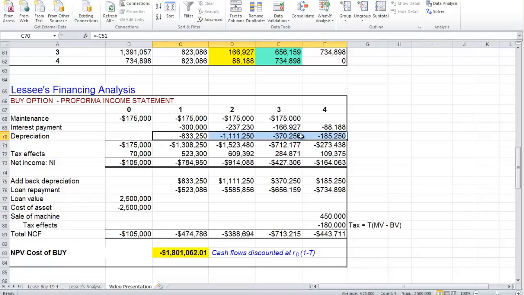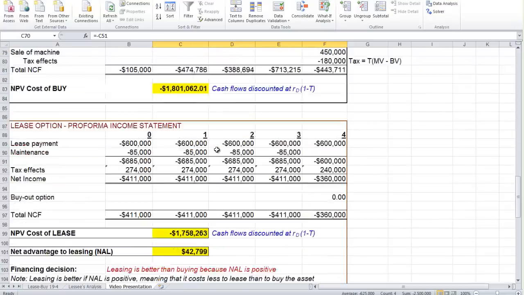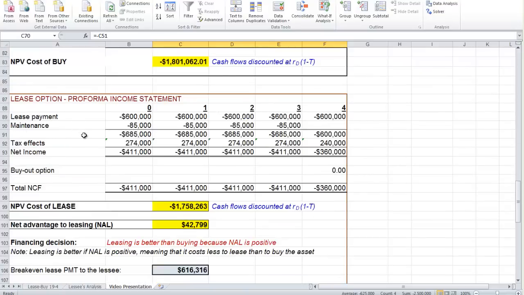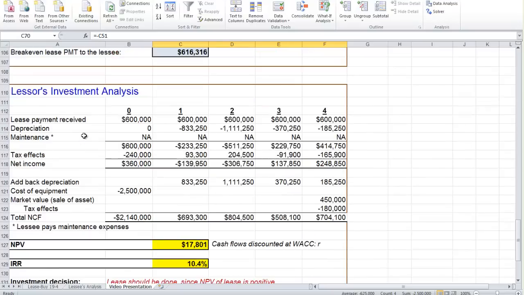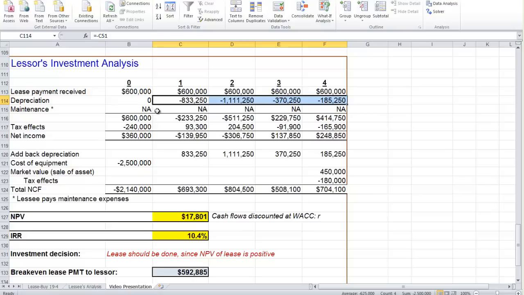But if the lessee were to choose to lease the equipment, then notice there are not going to be any depreciation expenses. The equipment belonging to the lessor would make the lessor the beneficiary of the depreciation expenses, unless it is a type of capital lease or any kind of micro arrangements whereby that's not the case. But otherwise, in the lessor's analysis, that's where you recognize the depreciation expenses. There will not be any maintenance expenses paid by the lessor, and I put a little asterisk here to remind you that the lessee pays maintenance expenses.